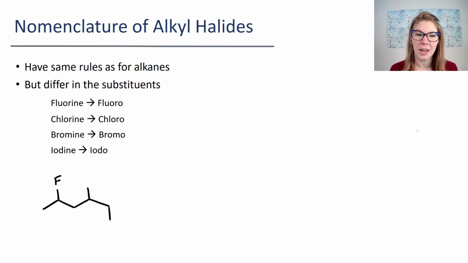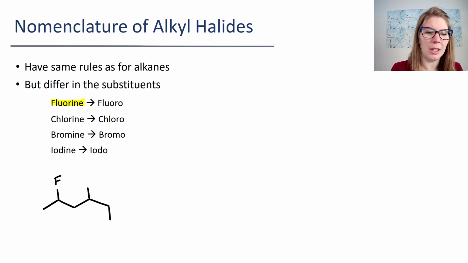The final thing I want to talk about with nomenclature is naming alkyl halides. Alkyl halides are compounds that are alkanes that have a halogen group as a substituent. When you name alkyl halides, the nomenclature rules are the same. You're going to find the longest continuous set of carbon atoms, and that's going to be your parent. And then when you start assembling the name and finding what your substituents are, your substituents might be a halogen, and that's fine. The name of the halogen changes a little bit though.